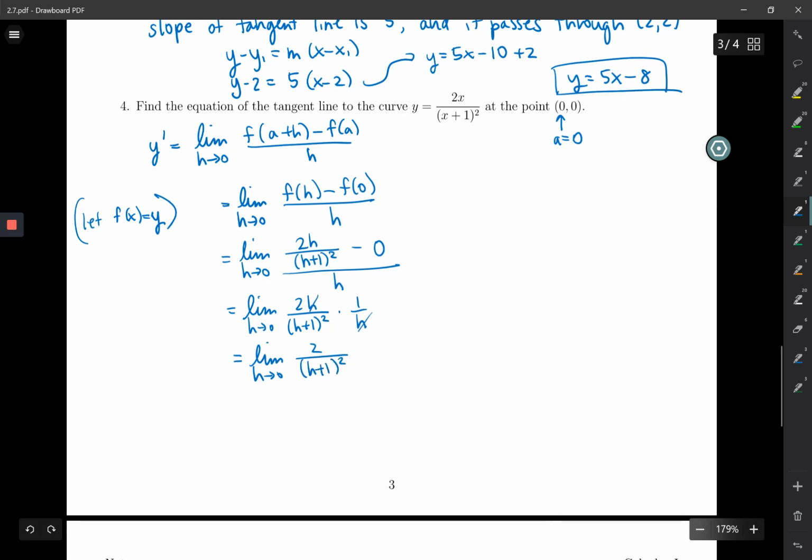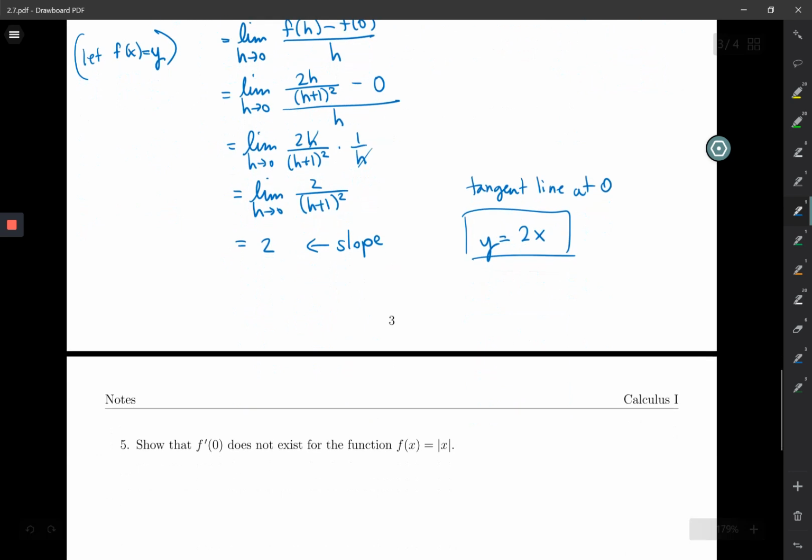Okay, and then we no longer get 0 in the denominator, so we can go ahead and plug in h equals 0, and we get 2. Right? We get 2 over 1, so just 2. And that means that our slope is, so the slope of our line is equal to 2, and our point is 0, 0, so our equation of our line is pretty simple. It's just 2x. Right? So this is the tangent line at 0.